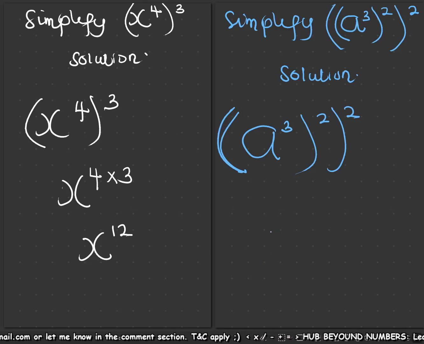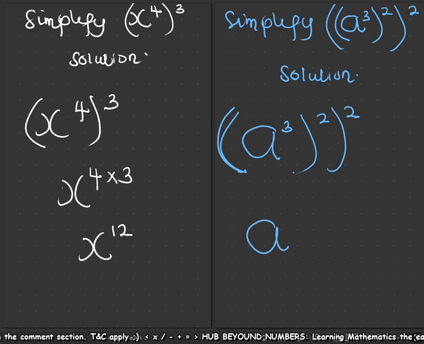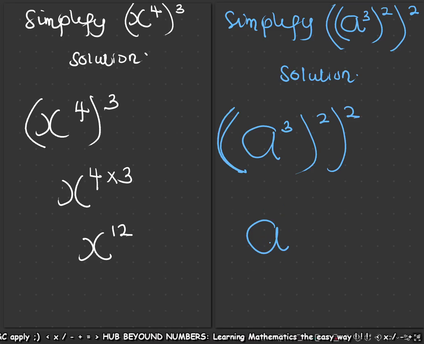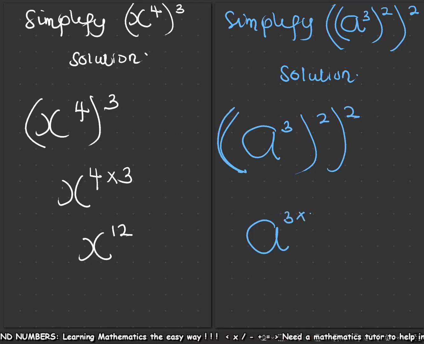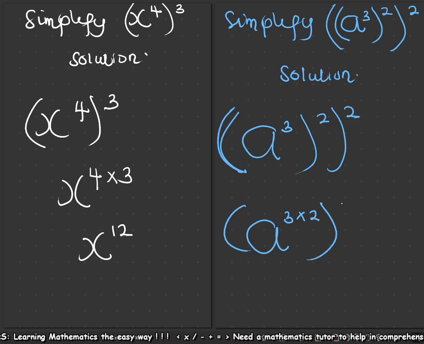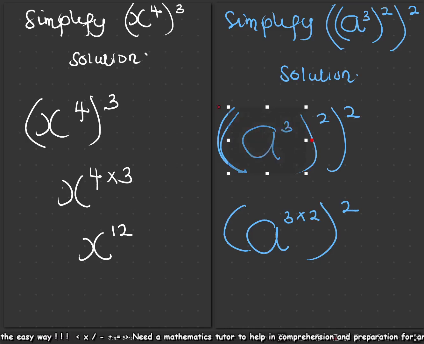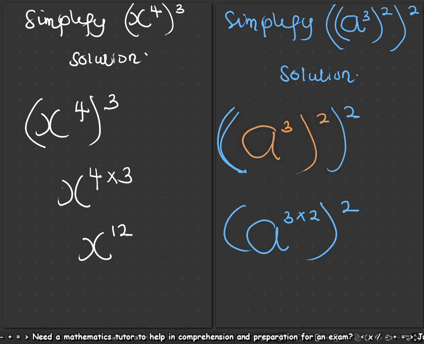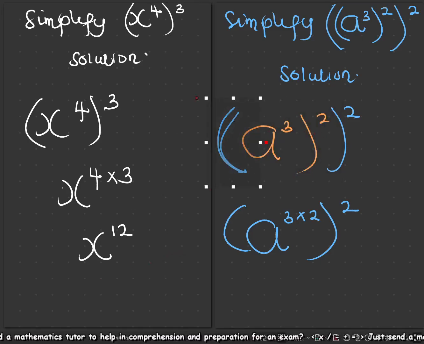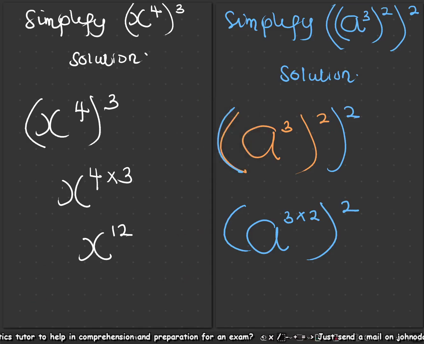So we know that the power rule is saying that if you have an index notation that has another power, multiply the powers. So let's multiply this here by this, so that we are going to get what? a^(3 times 2), all squared. So with this, we have evaluated the one you see in the yellow or gold color, whatever you see it is.